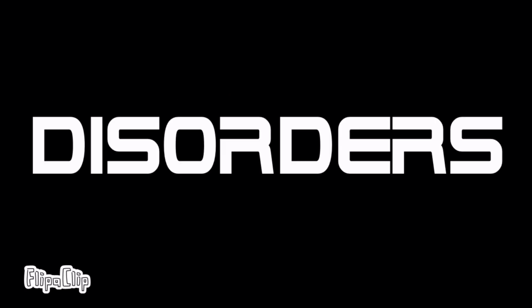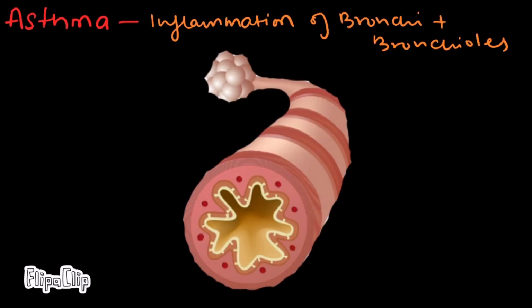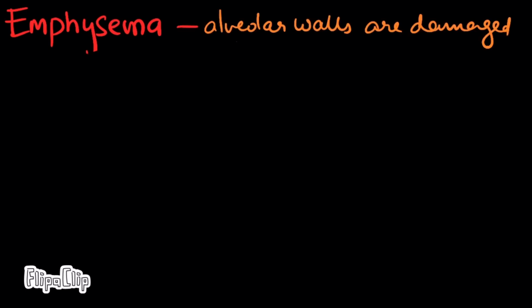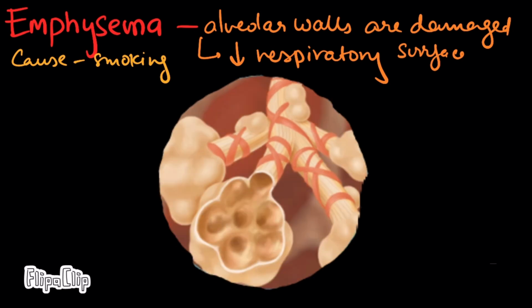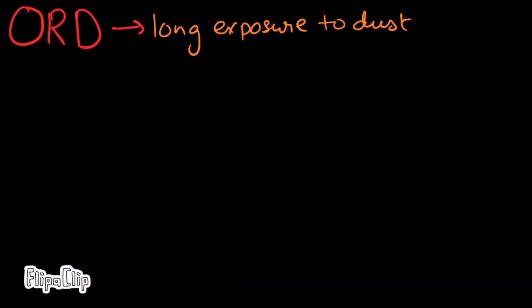and carotid artery. Disorders. Asthma is a difficulty in breathing causing wheezing due to inflammation of the bronchi and bronchioles. Emphysema is alveolar damage due to which the respiratory surface decreases. Its cause is smoking. Pneumoconiosis is an occupational respiratory disease caused by long exposure to dust, which causes inflammation, leading to fibrosis.